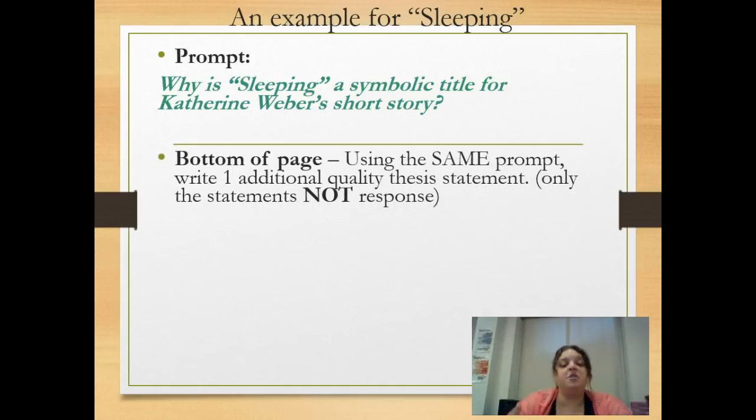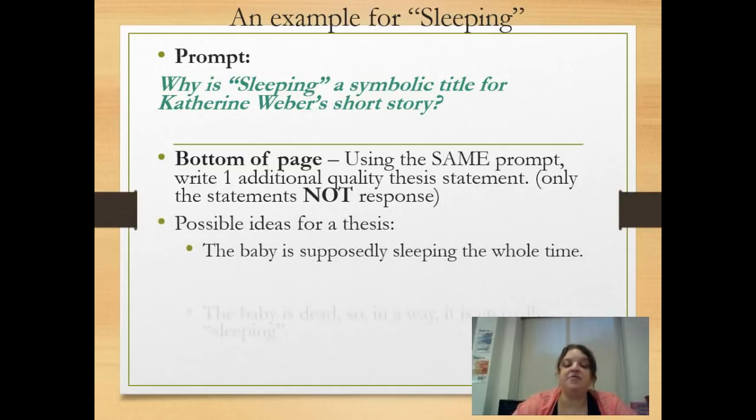Okay, so now that you guys are back with me, you've written your paragraph, you've recorded the strong example of a thesis. So what I want you guys to do, using the same prompt that I gave you, and it's at the top of this slide, why is sleeping a symbolic title for Catherine Weber's short story, is write one additional quality thesis statement. Only the thesis statement, you don't have to respond to it. So I'm looking for one sentence. One strong quality thesis statement, right? Write it at the bottom of the page you were just working on.